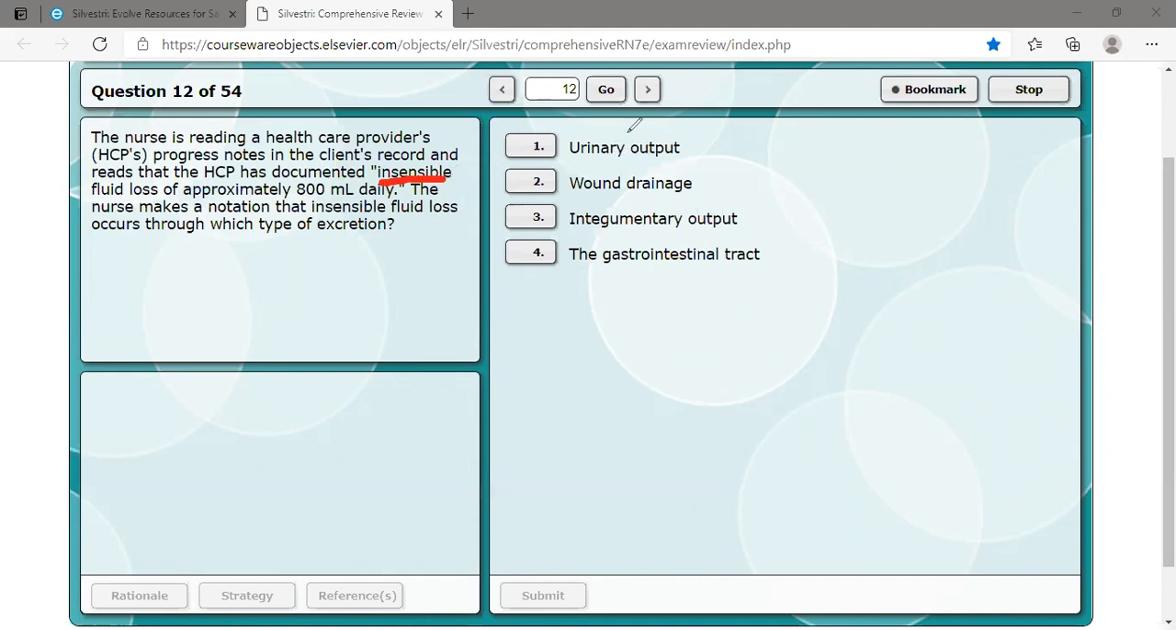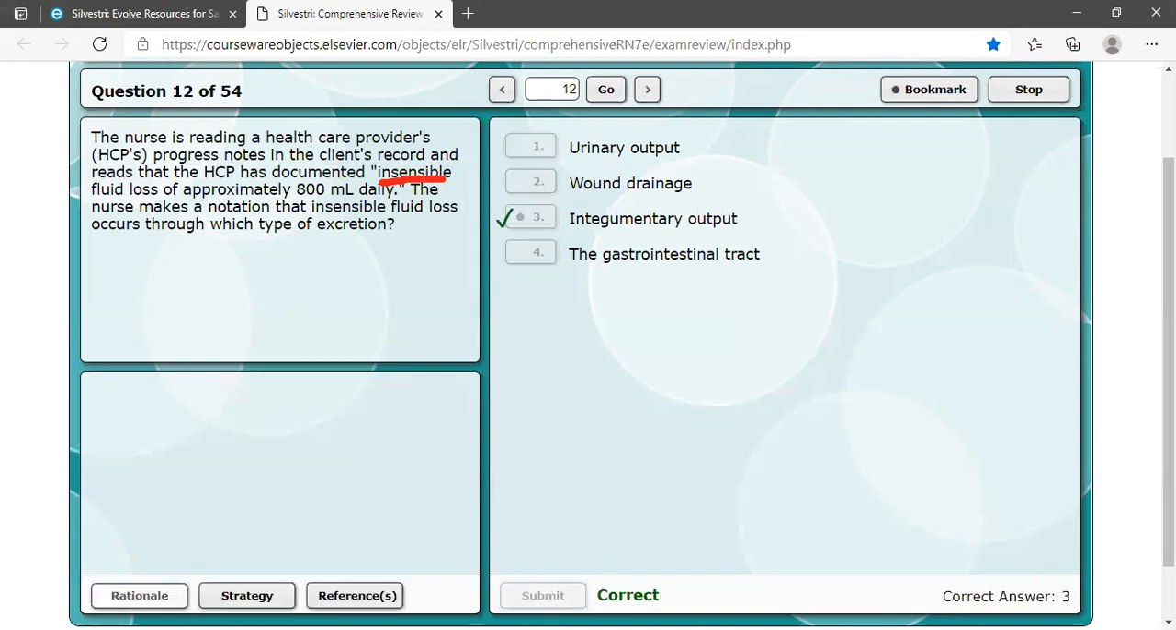So here they said, number one, urine output, but urine output we can see, right? It is not insensible. Wound drainage, we can see. Integumentary output, we do not see, so it is insensible. Gastrointestinal tract, definitely we can see, like diarrhea. It is not insensible. So let me see their explanation.